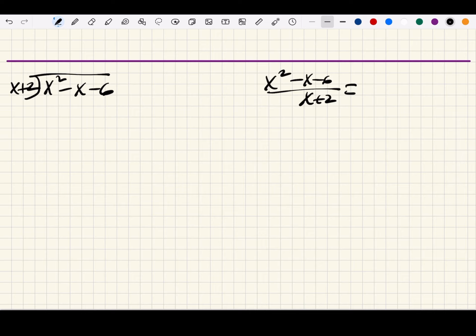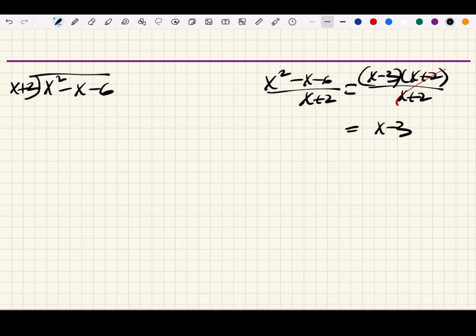And x squared minus x minus 6, we would just factor that. The x plus 2's would cancel, and the whole thing would turn out to be just x minus 3. So when I do this long division here, that's what I would expect. Okay, so let's do that.